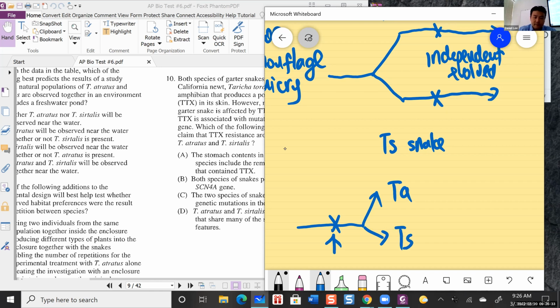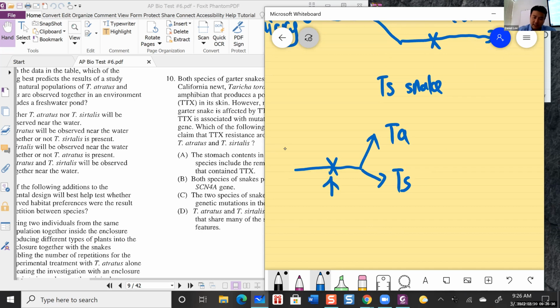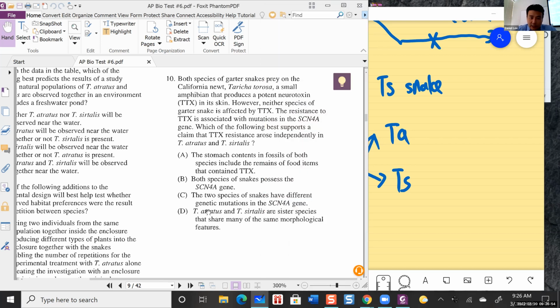So this is not independent. I don't know how to call it, but this evolved so that everybody has it. Okay. So this is not independent. So this is evolved not independently. Yeah. Right. So like that. So you want to support the claim that they do evolve independently. Number 10. Okay. A says the stomach contents of the fossil food item contain both TTX. That means they ate it. We already know that. They ate the newt. That's why there's TTX in the stomach content. I don't think that helps at all.